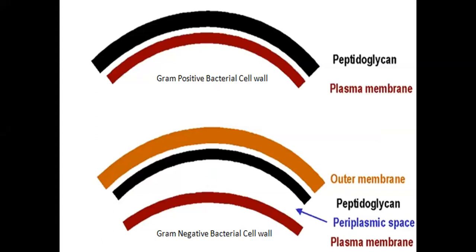Gram-positive, you have a plasma membrane and peptidoglycan. Peptidoglycan is thick. Gram-negative, you have an outer membrane, an inner membrane, peptidoglycan in between, and a periplasmic space. The periplasmic space is present in a gram-negative cell wall.